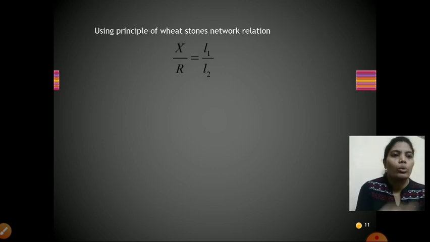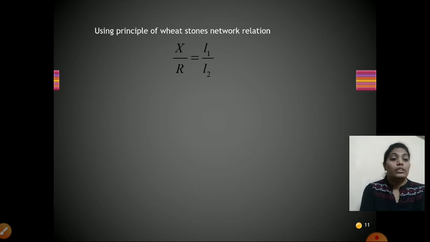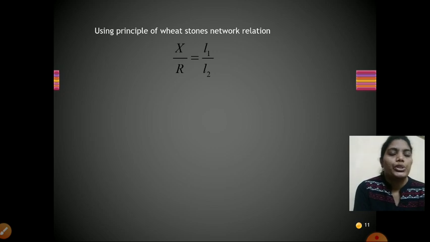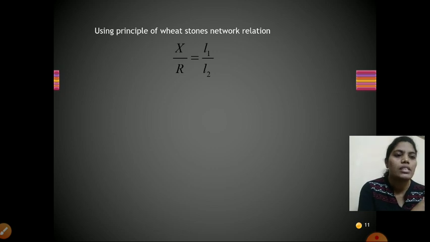That means we know the resistance which is present in the resistance box. So using the Wheatstone bridge condition, that is P by Q equals R by S, in place of P we have the unknown resistance X, and in place of Q we have the resistance box resistance. We are considering it as R.